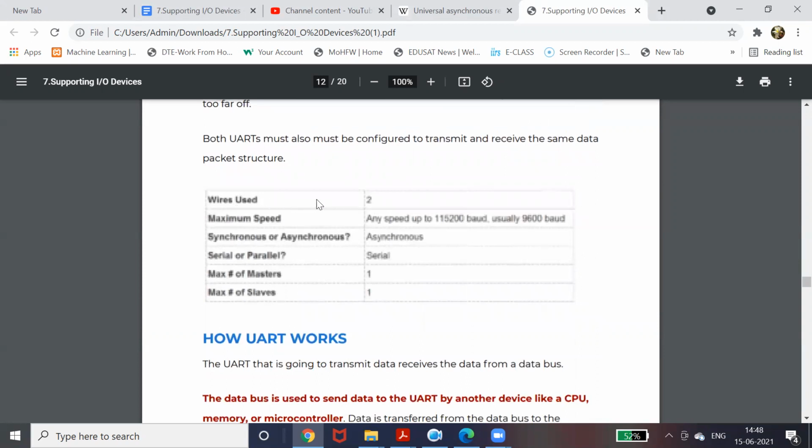Now, how many wires are there? Two wires are used. Its speed is usually given in baud rate, about 9,600. Whether it is synchronous or asynchronous, it is asynchronous. Serial or parallel, it is serial. Master slave, there is no master slave connection. It is a point to point connection. Two devices are connected individually to each other.